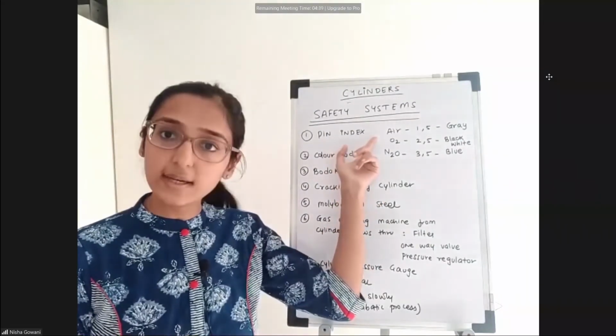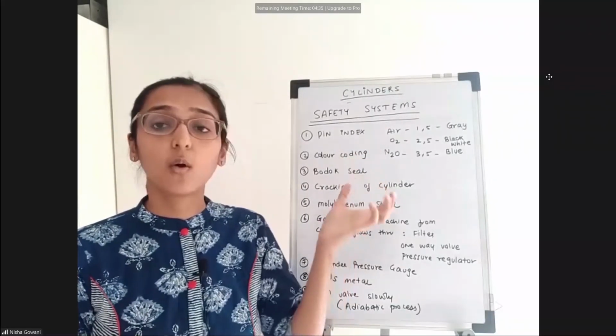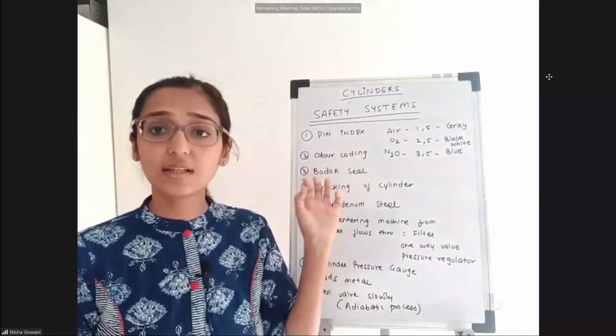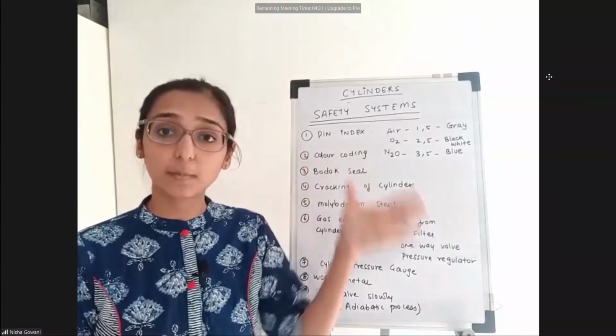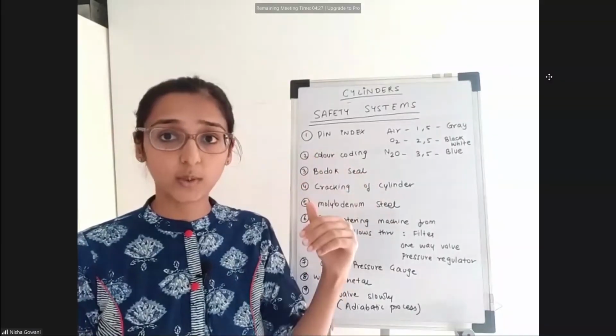So for air, the pin index system is 1.5. For oxygen, it's 2.5, and for nitrous, it is 3.5. What is the color of the cylinder? The air cylinder is gray in color. The oxygen cylinder has a black body with white shoulders, and the nitrous cylinder is completely blue in color.